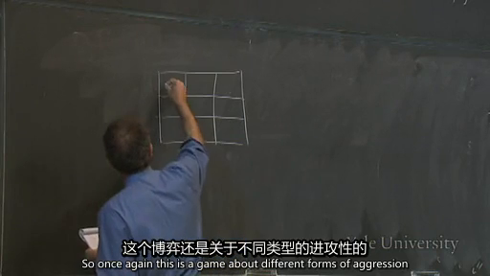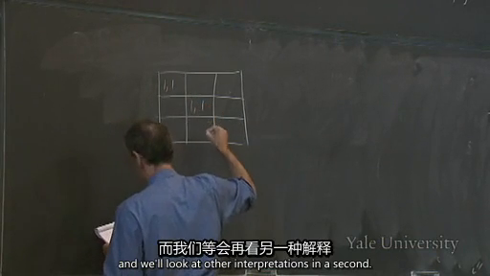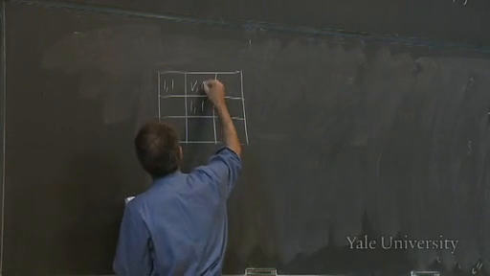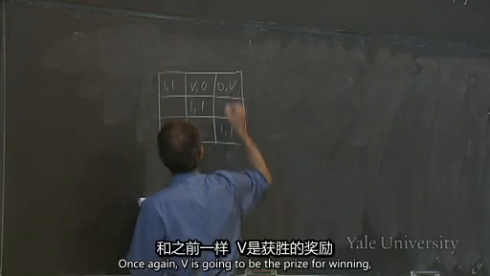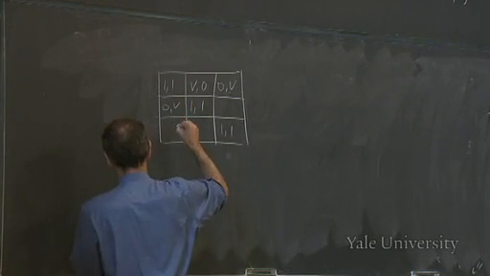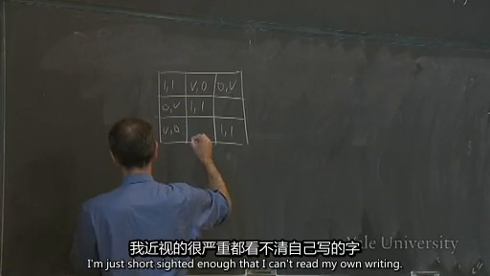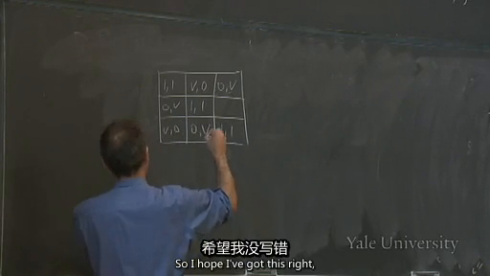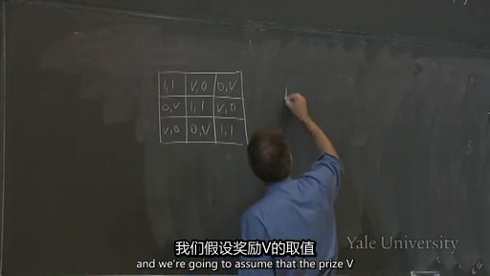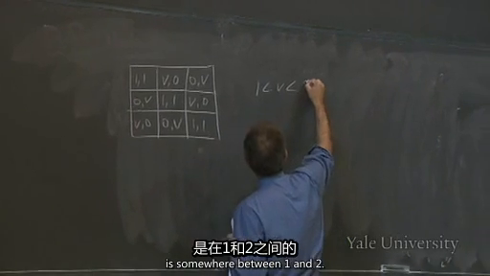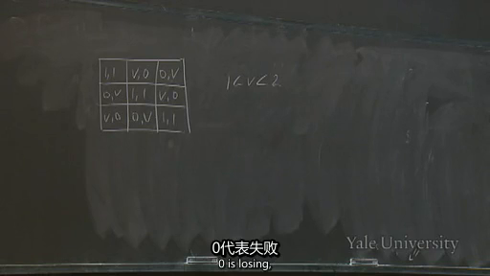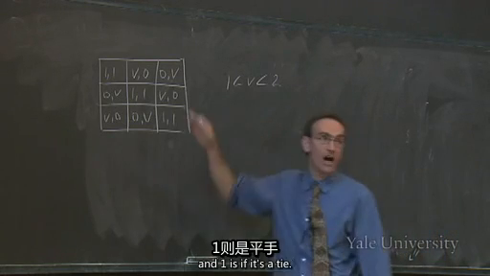Once again, this is a game about different forms of aggression, and we'll look at other interpretations in a second. Once again, V is going to be the prize for winning, 0 is going to be the prize for losing, and 1 is if it's a tie. I'm just short-sighted enough that I can't read my own writing, so I hope I got this right. There we go. So this is the game, and we're going to assume that the prize V is somewhere between 1 and 2. So V you can think of as winning, 0 is losing, and 1 is if it's a tie.